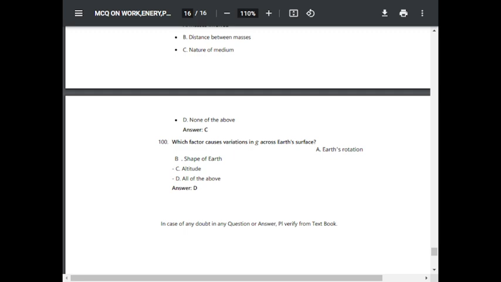In case of any doubt in any question or answer, please verify from textbook. I have tried my best to explain each and every term. There are also some numericals, they need a solution. If you have any doubt, please verify from your book.